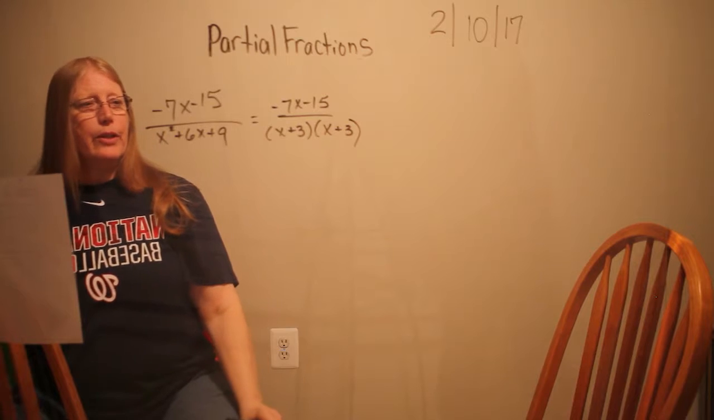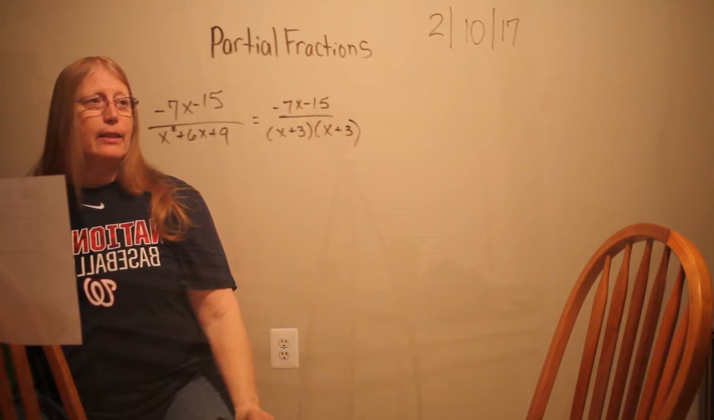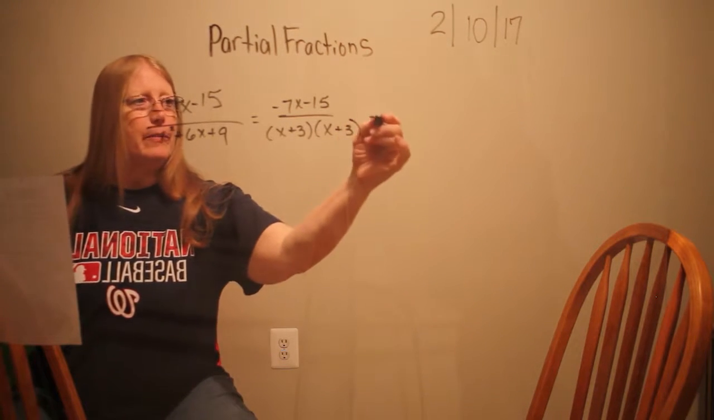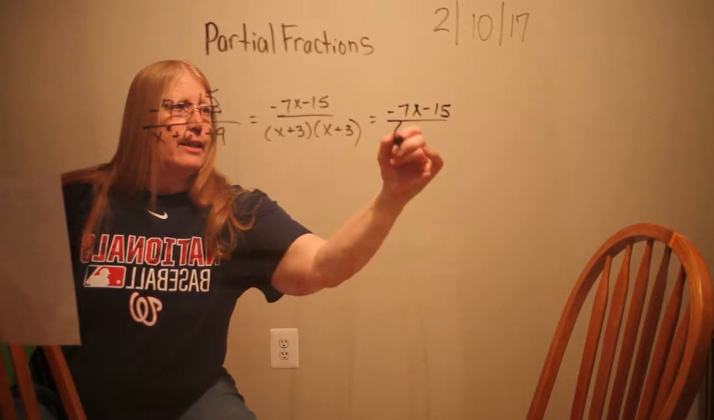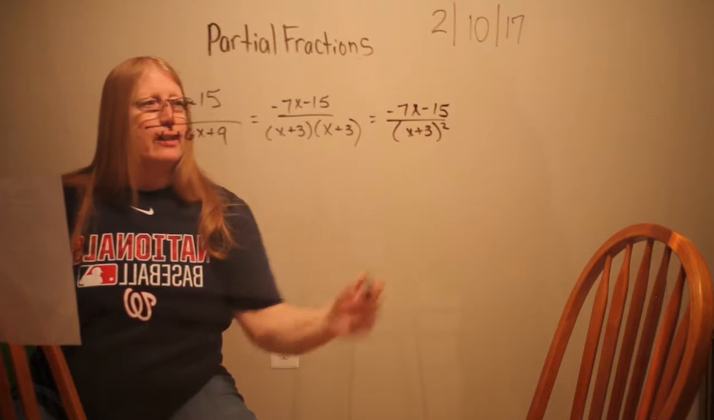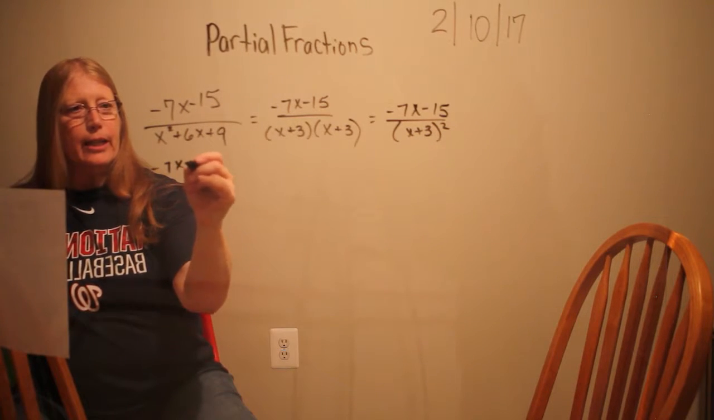All right, did you notice that the bottom factored like that? That's called a repeated factor, and these are set up differently. So I'll go ahead and set it up over here. I'll write it as I often do, a repeated factor. I write it as that factor squared. All right, coming back over here, writing it again.